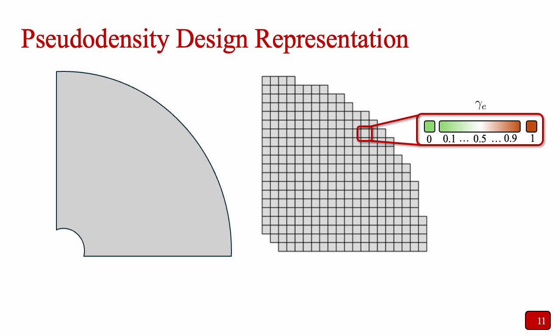Intermediate values represent a smooth mixture of the two, which is essential for gradient-based optimization. We now illustrate the entire co-design optimization loop. We begin with our design variables: the pseudo-density field for the geometry, a latent vector for the PCM, and a latent vector for the HCM.